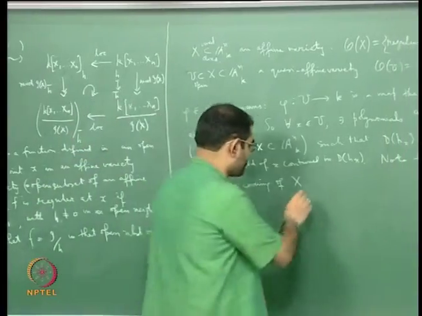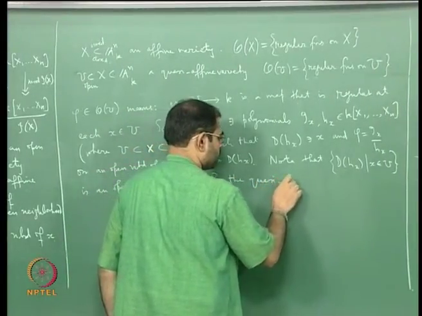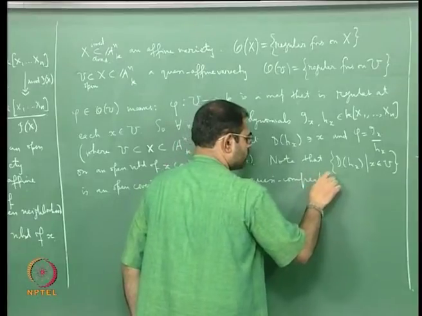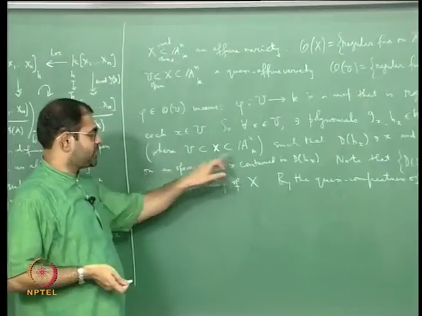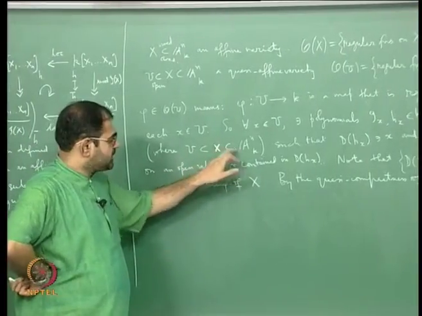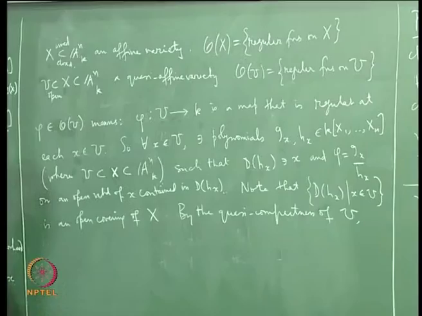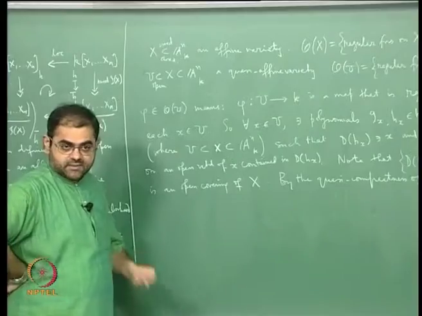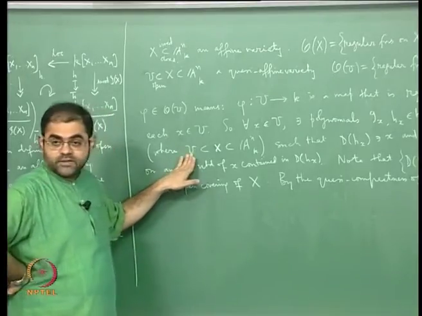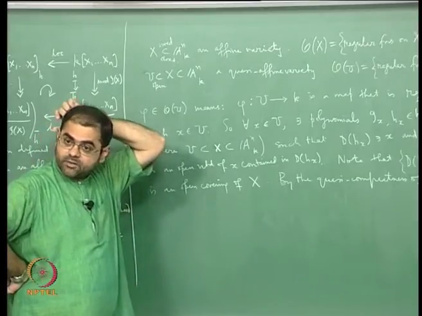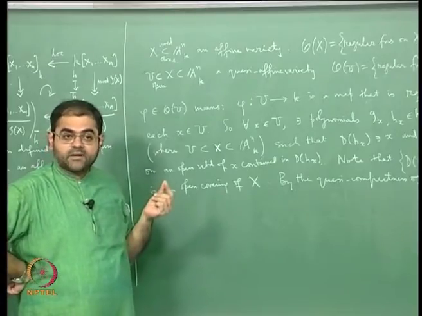So by the quasi-compactness of U. U is after all a subset of X, which is in turn a subset of A^n, and when you take subsets and take the induced topology, the Noetherianness goes down; it is hereditary. So U becomes a Noetherian topological space, and a Noetherian topological space is quasi-compact as we saw in the last lecture. So U is quasi-compact, and that means that every open cover has a finite subcover.